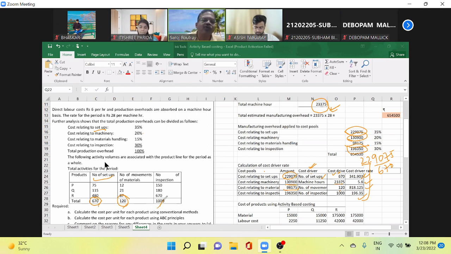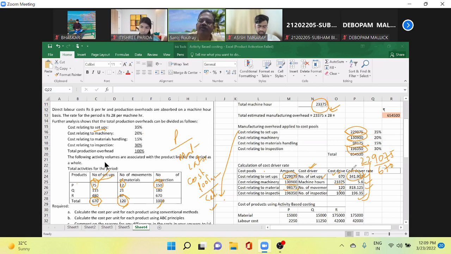Now, if we have to find out the cost of product P, then for P, I need to add first material, then labor, then cost pools. And under cost pools, I will be writing all these four cost pools: setup, machinery, etc. And at that time, I will take these things into consideration. For P, I will take the number of setups, 75. So per setup, it is 341.